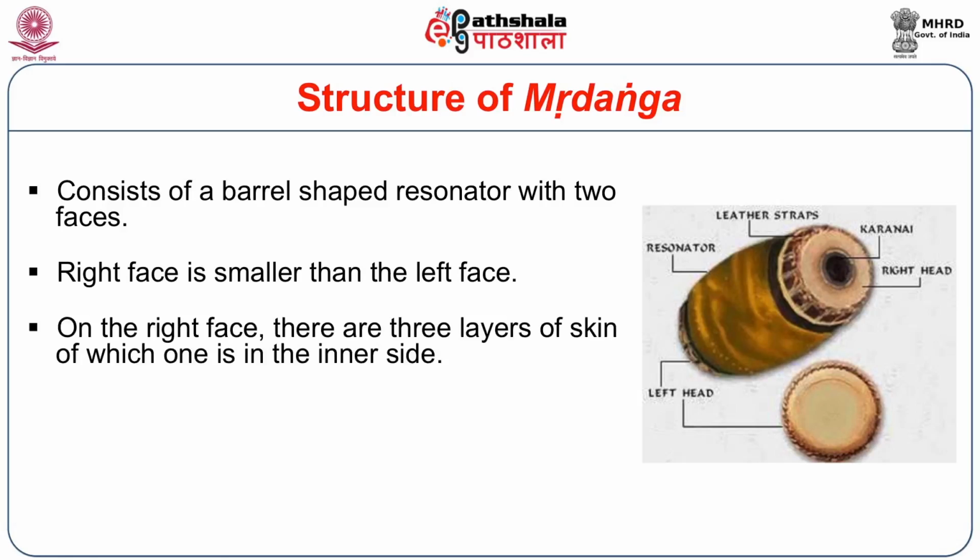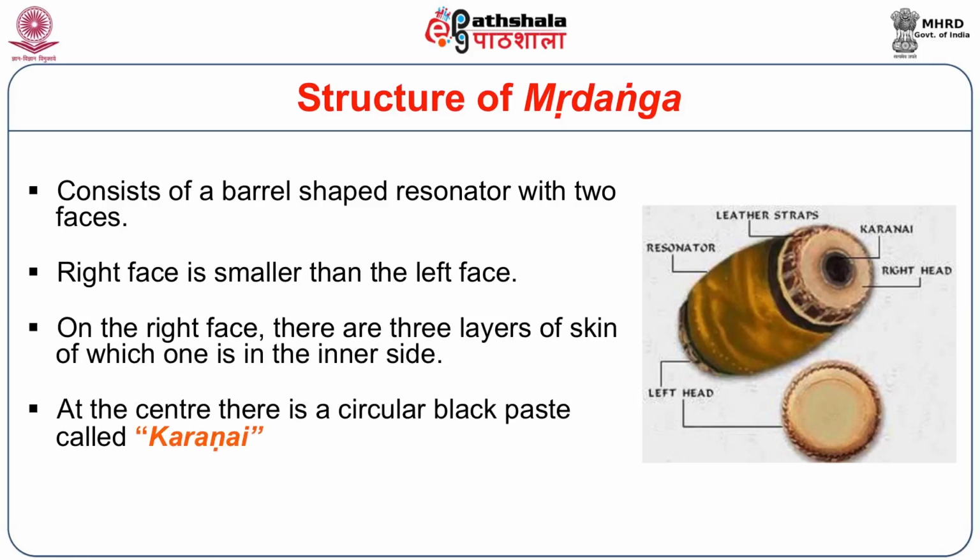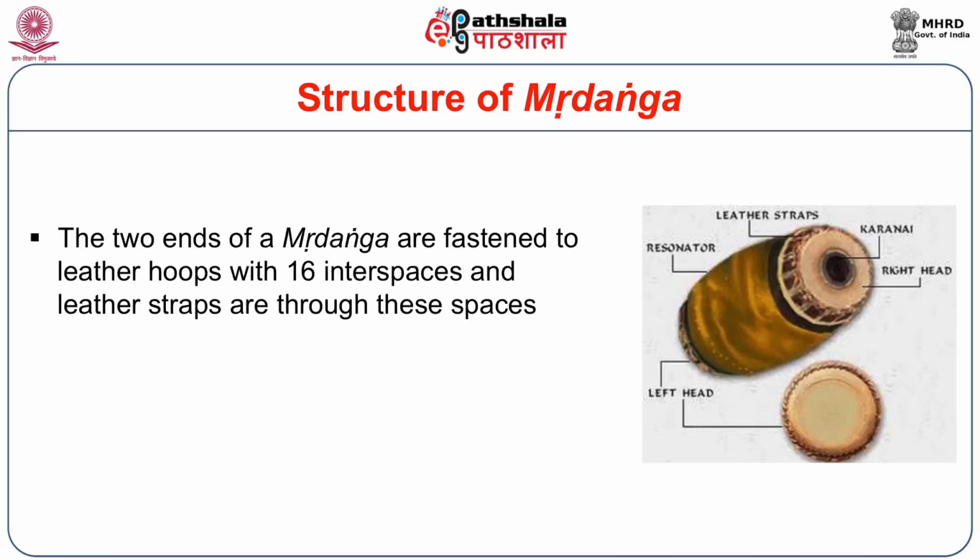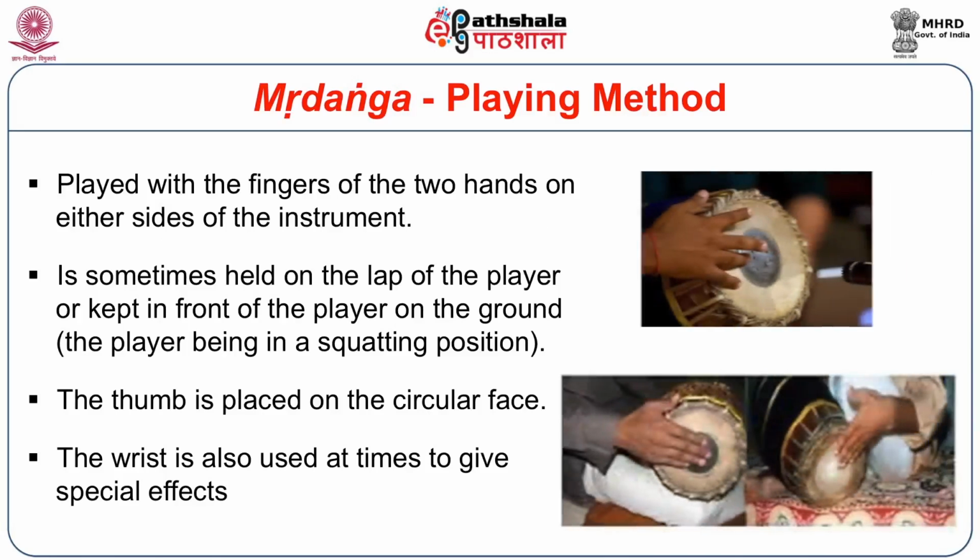On the right face, there are 3 layers of skin. At the center, there is a circular black paste called the karane. The 2 ends of the Mrdangam are fastened to leather hoops with 16 interspaces, and they are then tied with leather straps. Mrdangam is usually placed on the lap of the player, or sometimes it is kept in front of the player on the ground. You can see the 2 varieties in the picture below, where sometimes it is placed on the ground, or many of the mridangists keep them on their lap also.